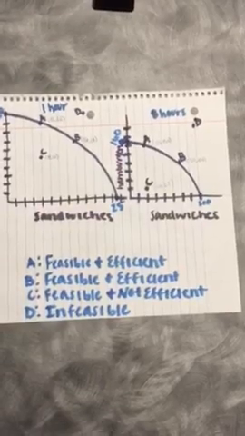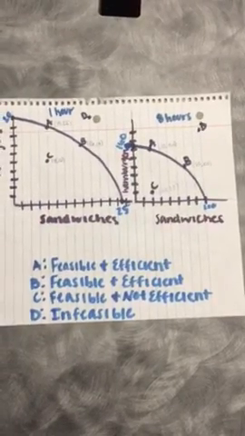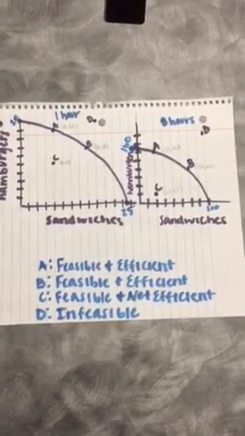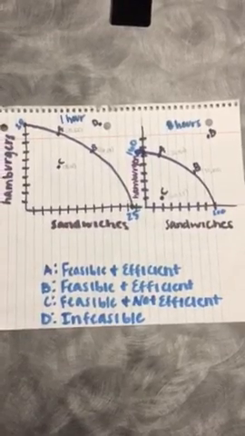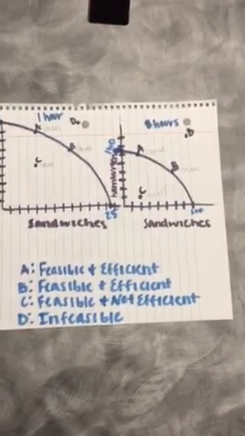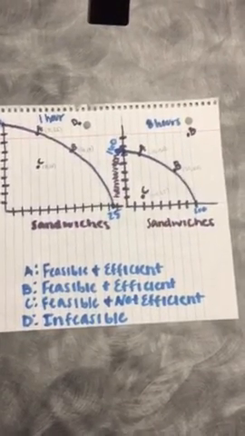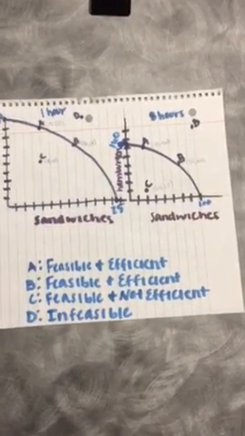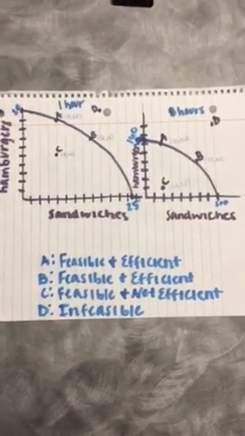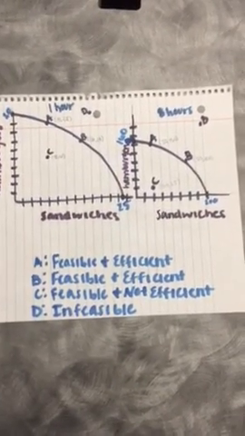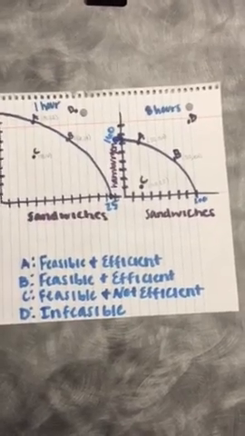Point A, I can make 50 sandwiches and 150 hamburgers, or point B, I can make 50 sandwiches and 100 hamburgers. Point C is also feasible but not efficient with 50 sandwiches and 25 hamburgers because I won't be using my resources wisely. And point D is just infeasible as well.